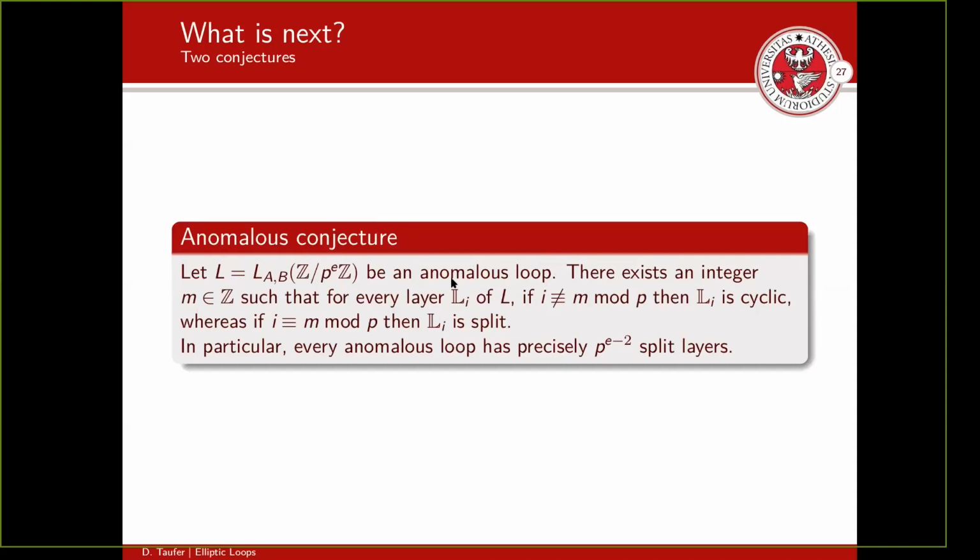Well, it seems, and it's surprisingly true, at least in the small exponents we have tested, that there is one integer m, and that integer prescribes the layers which have to be split. So all the layers are cyclic apart from 1 over p layers, the ones indexed with m plus multiples of p. So this is a very regular theorem that we strongly suspect to be true. We have proved something for small exponents, but we do not have a complete proof for the general case.